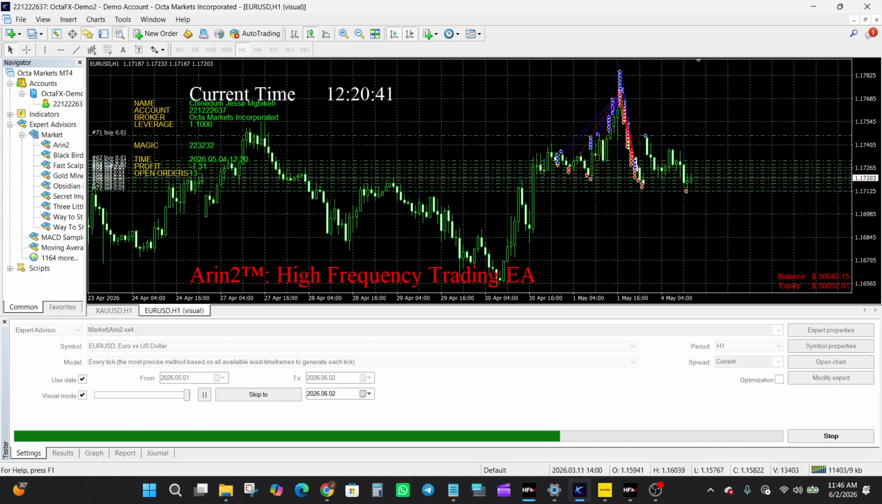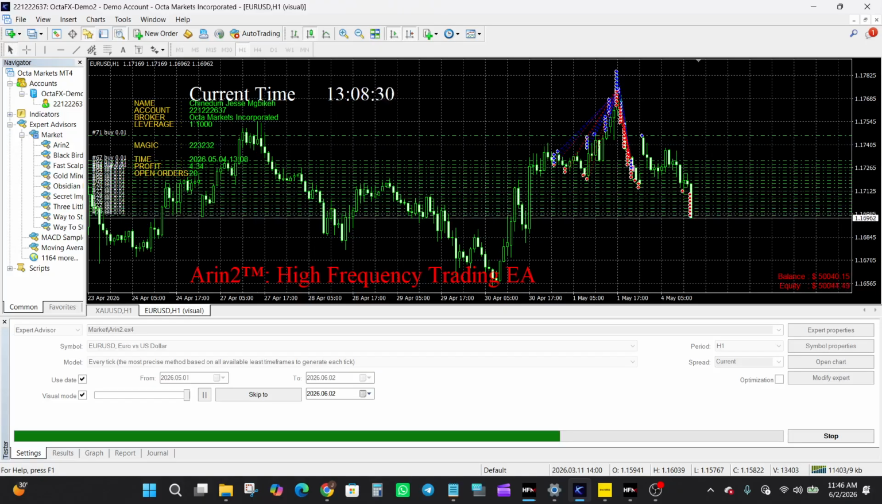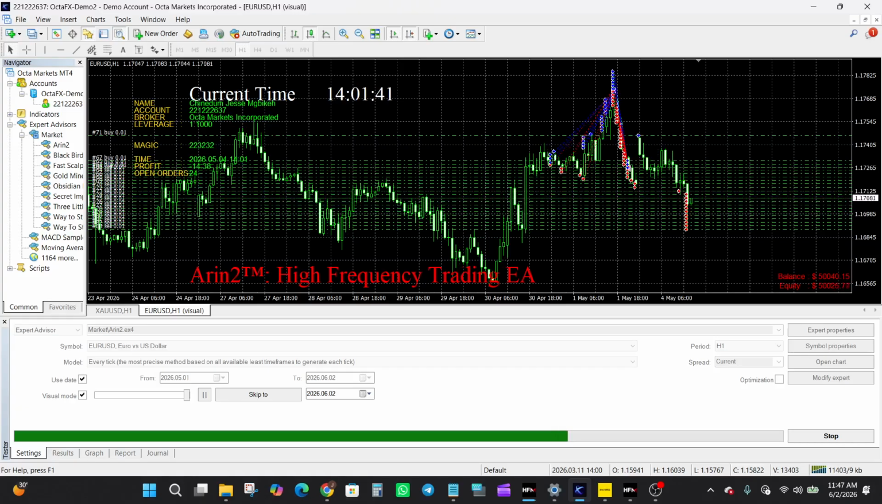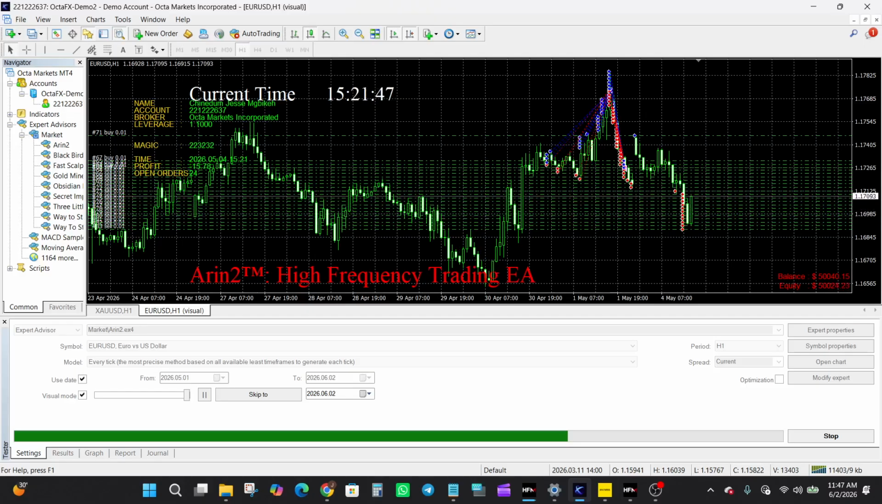Overall, the Arin2 EA presents itself as a high frequency, flexible trading system with advanced trade management features and a heavy focus on automation and scalability. The historical backtest results provide useful insight into its behavior, but like any automated system, it requires careful testing and optimization. So that's my review of the Arin2 EA.